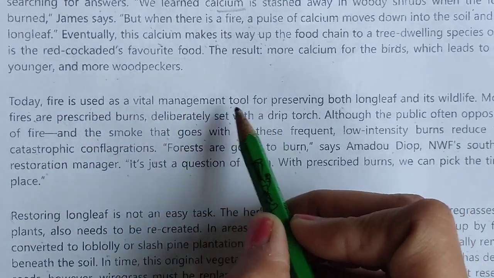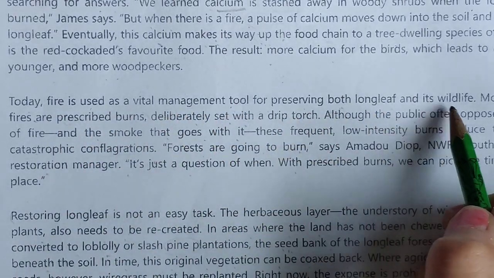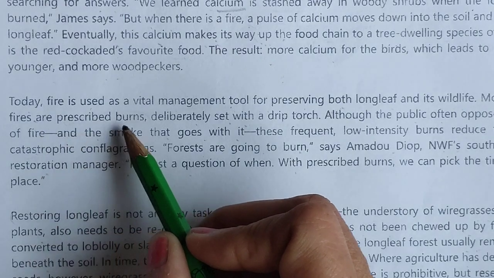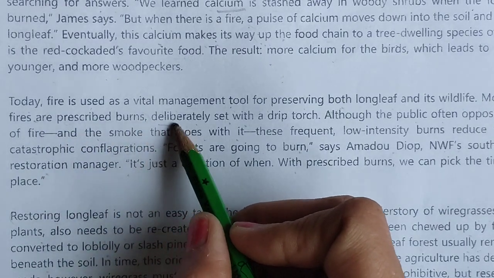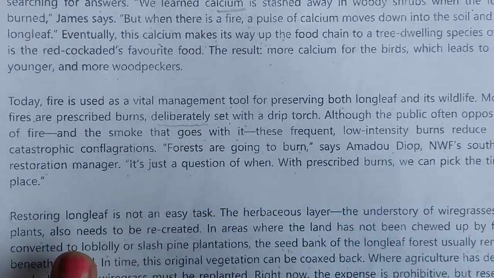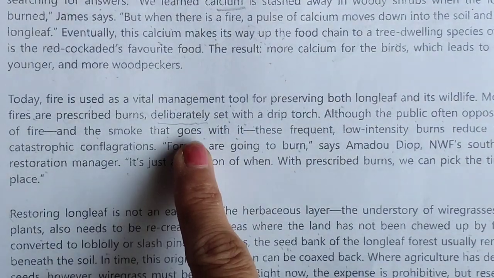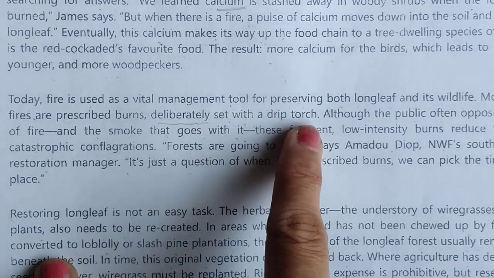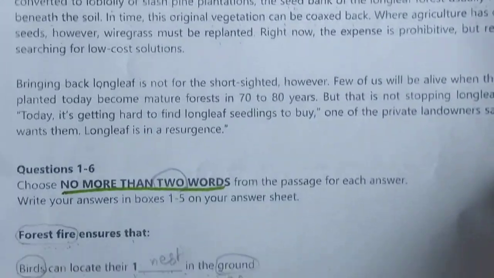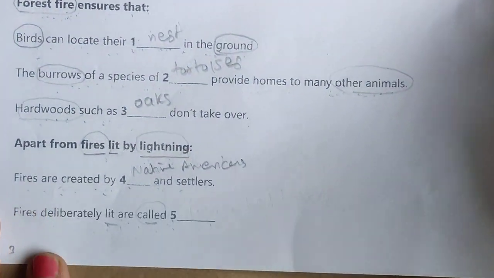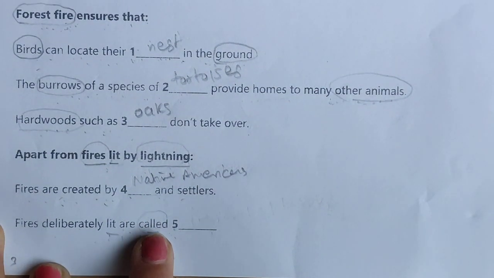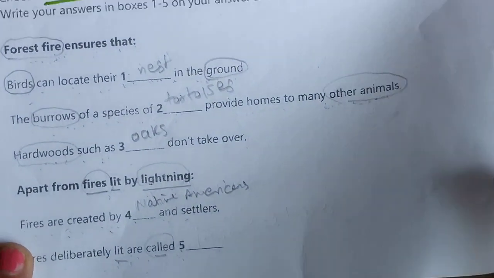Now let's look at this. Today fire is a vital management tool for preserving. Most of the fires are prescribed burns. The word deliberately is here: set with a torch drip. Now we got deliberately set with a torch drip. Let's read the question statement again: fires deliberately lit are called. What are they called?